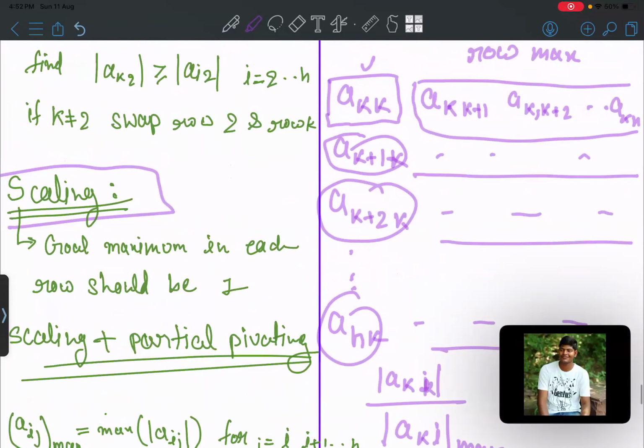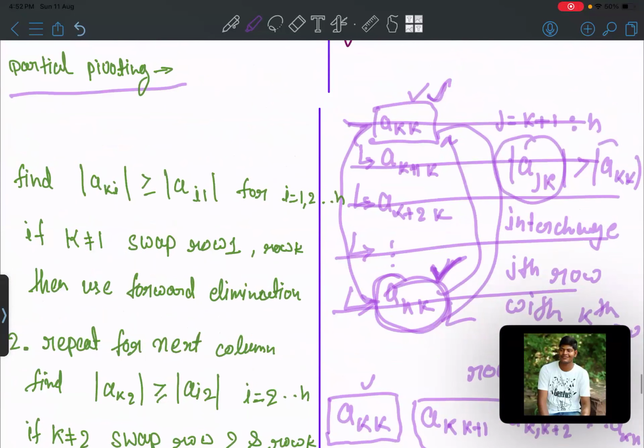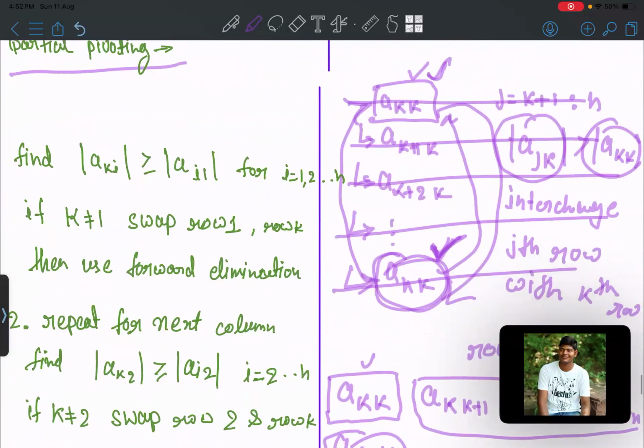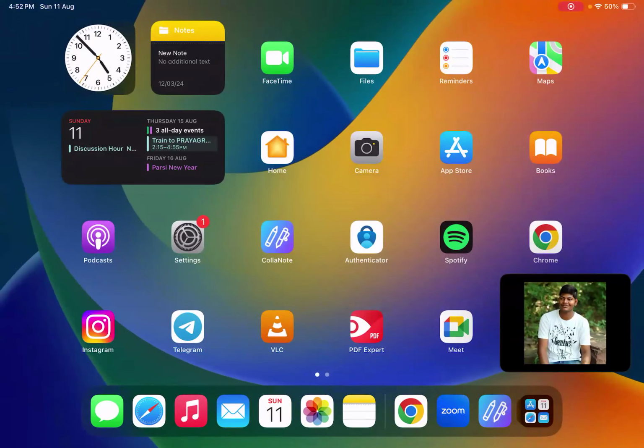Then we compare this ratio, whatever we got. Rather than comparing the term itself, we compare its ratio. Ratio of what? Ratio of the kth column element divided by the maximum value in the same row. So how can we do that? Now we will see.